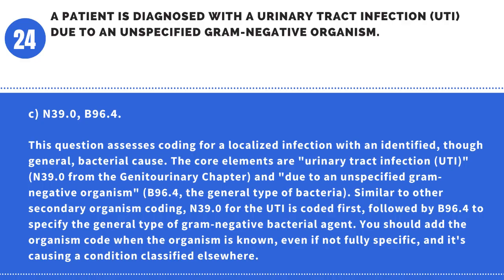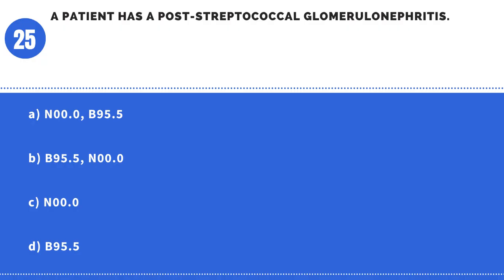You should add the organism code when the organism is known, even if not fully specific, and it's causing a condition classified elsewhere. Question 25.